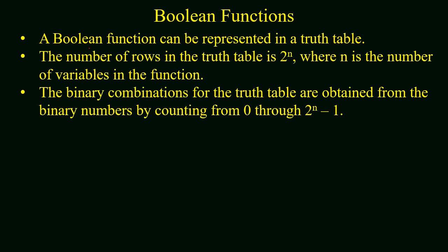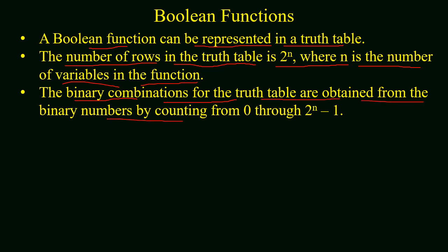Now a truth table can be computed for a Boolean function, which represents the output of the function for all the possible combinations. The number of rows in the truth table depends on the number of variables and is equal to 2 power n, where n is the number of variables in a function. The binary combinations for all the variables in a truth table are obtained from the binary numbers by counting from 0 to 2 power n minus 1.